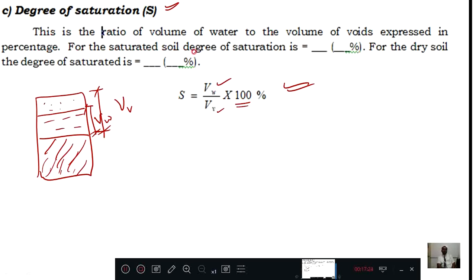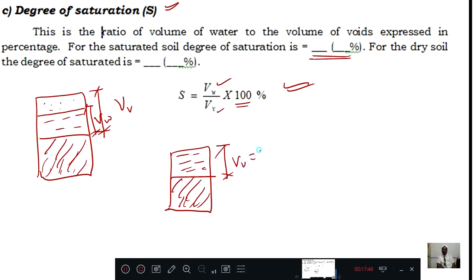For the saturated soil, the degree of saturation is, just think about this and fill it. For saturated soil, it means only solids and water are there. Therefore, here the volume of voids and the volume of water are both the same. Then they cancel and S equals 1 or 100%. So for saturated soil the degree of saturation is 1, or it might be 100%.